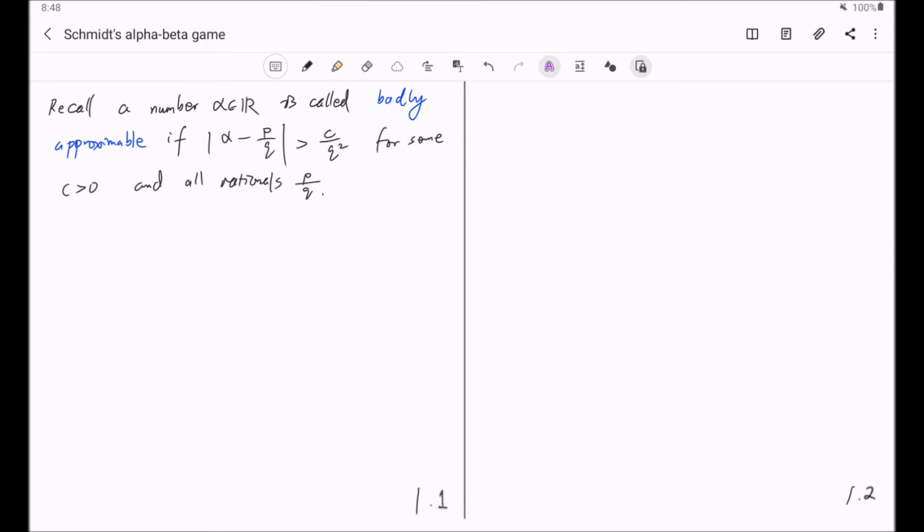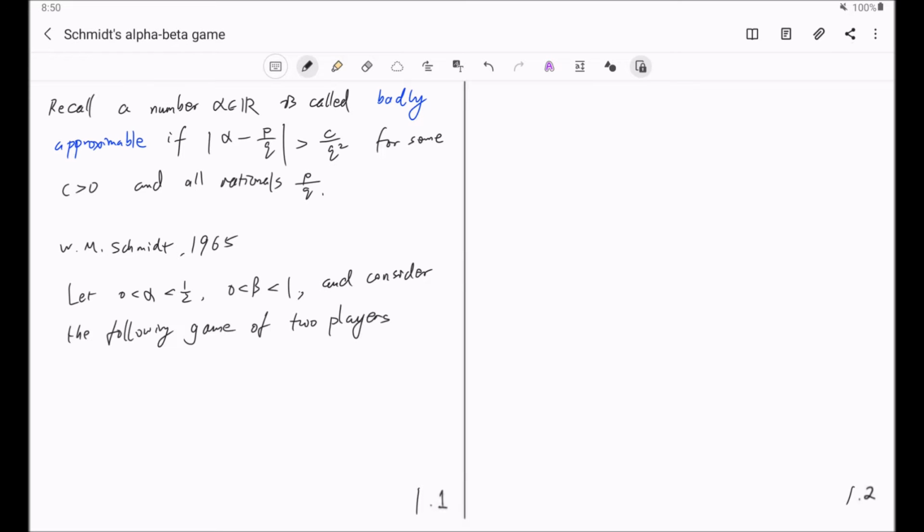Hey guys, today we are going to introduce a method introduced by Wolfgang Schmidt in the 1960s, called the Schmidt game, which allows us to study the set of badly approximable numbers. Now let's first look at an example. We take two parameters, alpha between 0 and 1/2 and beta between 0 and 1, and consider the following game of two players, and Schmidt calls them black and white.